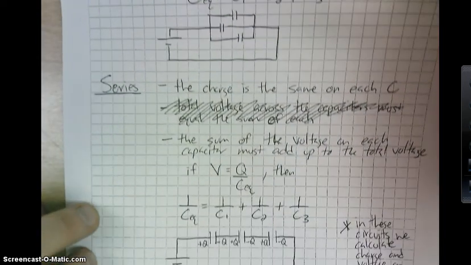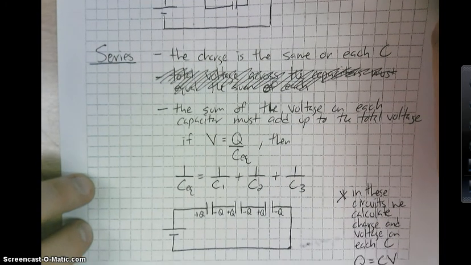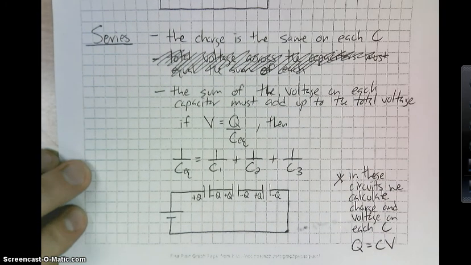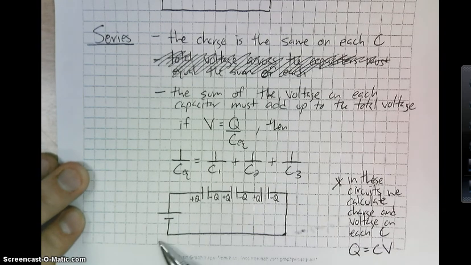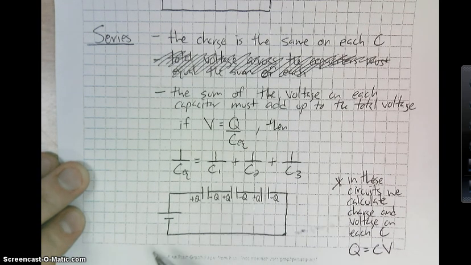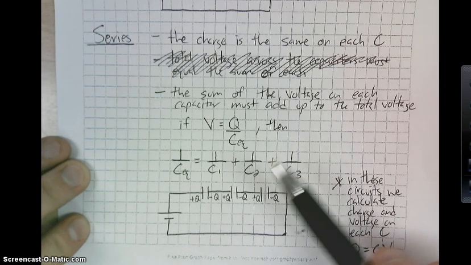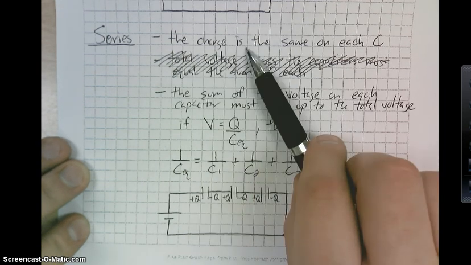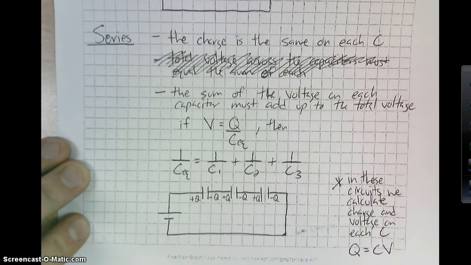If I come down here and look at the series version, okay, we're going to end up adding the inverse of it. Okay, and here's why. The charge on each one of these is going to be the same, and this is the reasoning. There's only one path for the electrons to go.